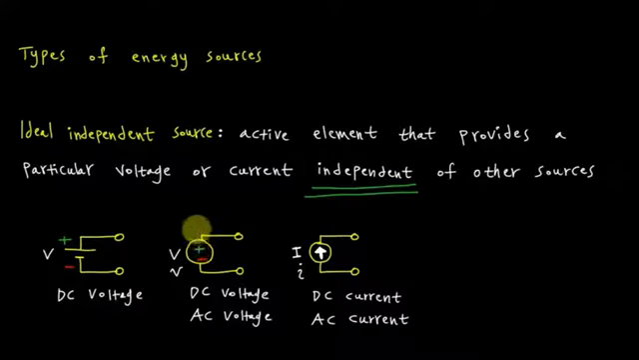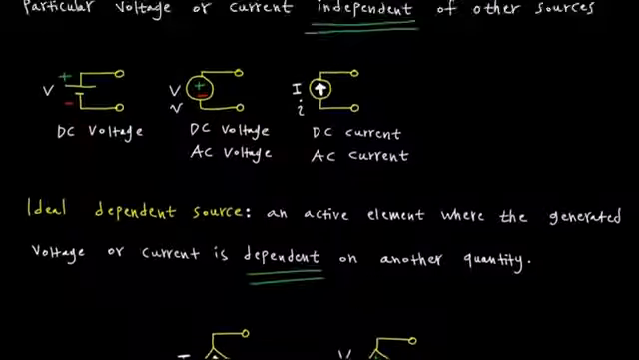So besides this independent voltage source, you could also have an independent current source, and the symbol is shown here with a circle and an arrow indicating the direction of the conventional current flow, and it could be DC or AC current as well.